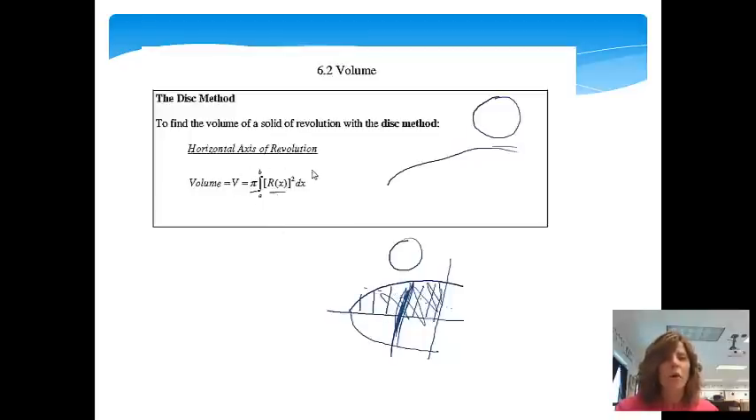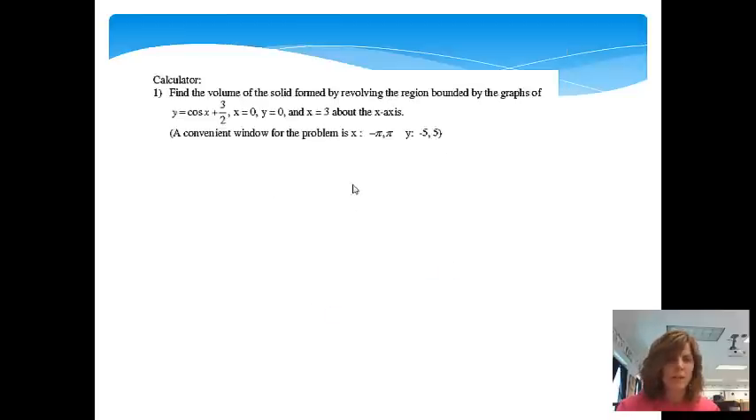So what we will do on this one is actually do that. The disc method is going to be used if you have a horizontal axis of revolution. So if we're revolving about the x-axis or about the line x equals 2 or anything like that, we will use the disc method. Okay, let's go ahead and try some examples.